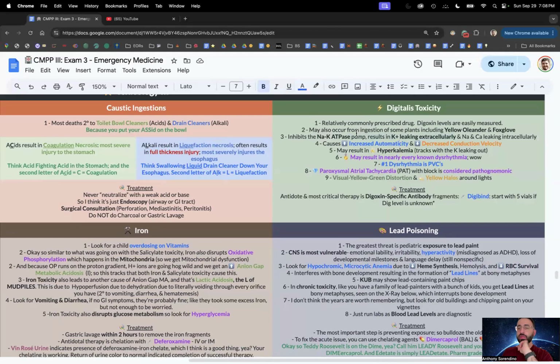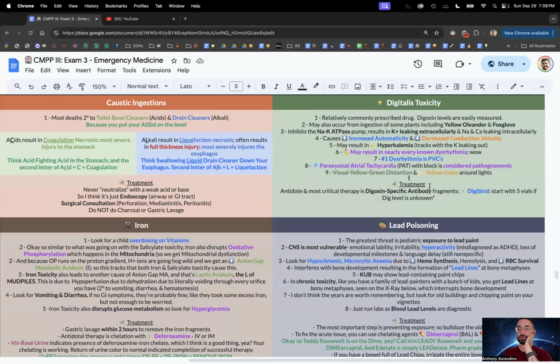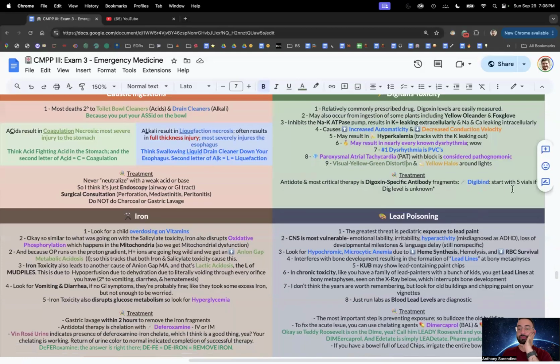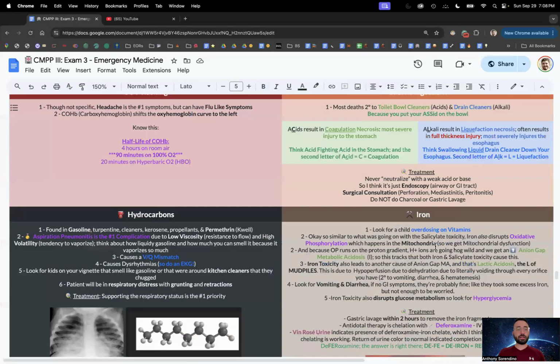And the big thing here is that it can cause almost every single arrhythmia under the sun. The number one is going to be PVCs. However, the one that is pathognomonic for this is paroxysmal atrial tachycardia, PAT. So PAT, digitalis toxicity, that's a big one. Your patient might be complaining of yellow-green distortions, yellow halos around lights, and then very easy, you just want to give them Digibind.